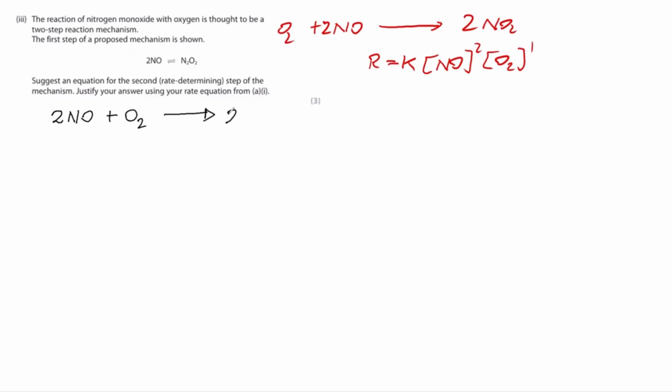So this is the reaction. Then I write the rate law. Rate law says that rate equals rate constant times NO to the power 2 and O2 to the power 1. Right, so I just wrote these two. Then the first step also I'll just write.